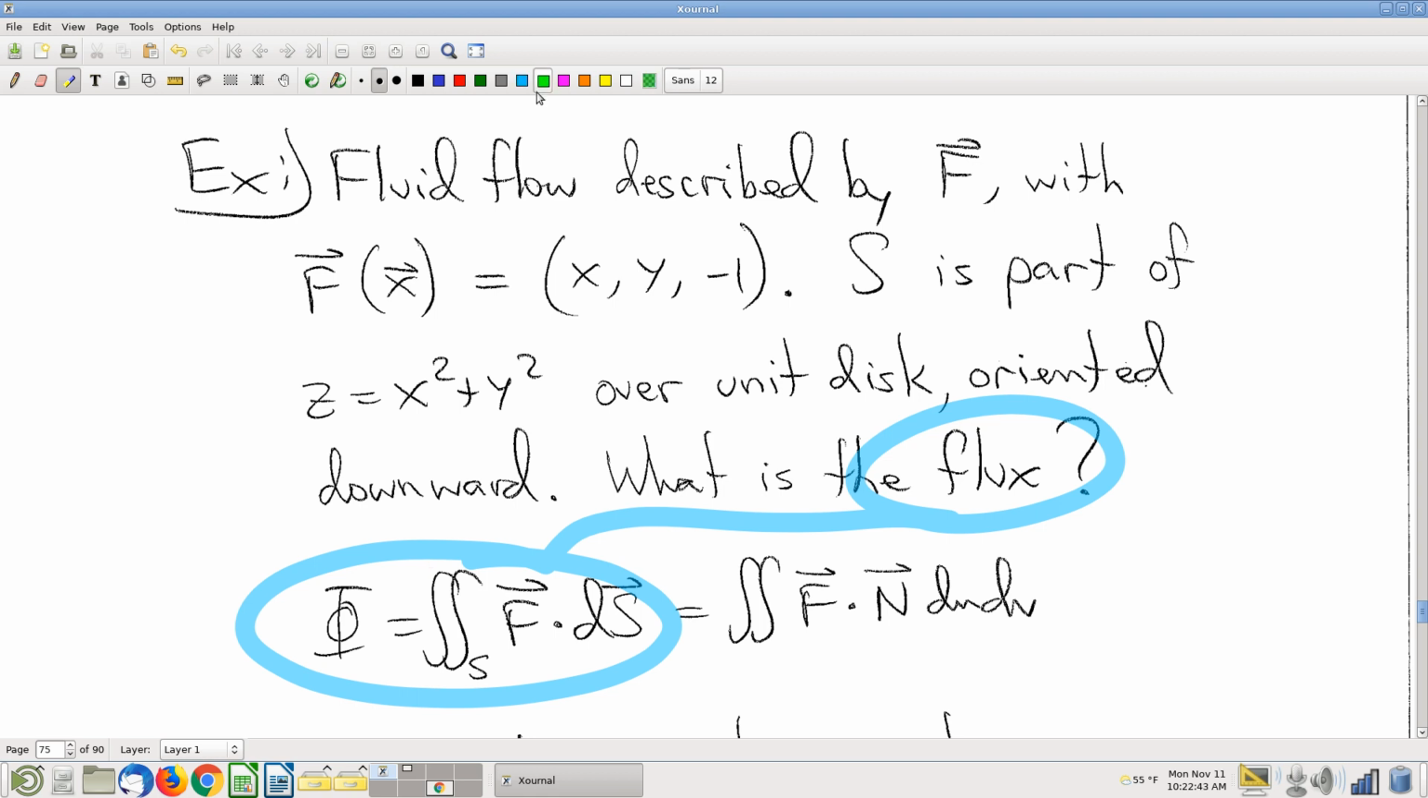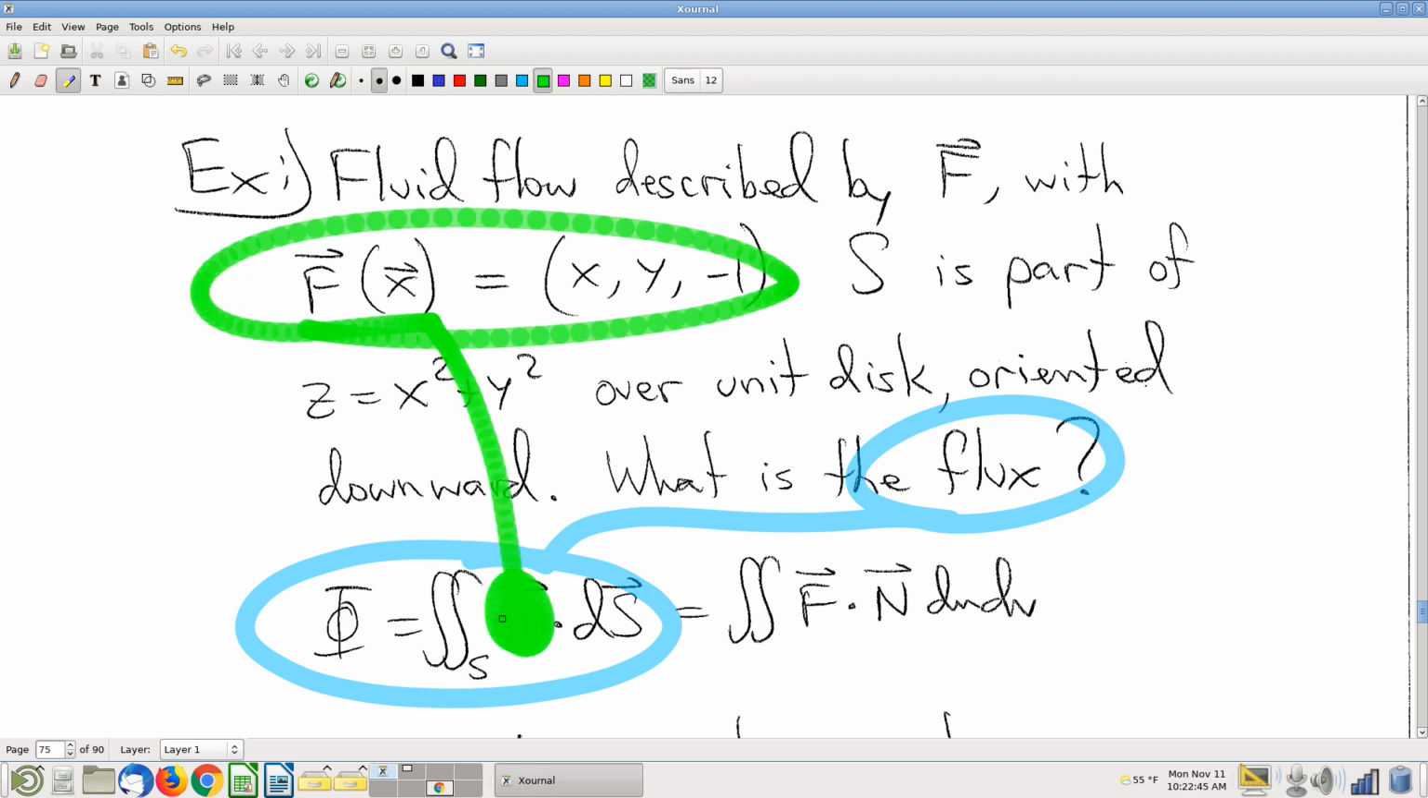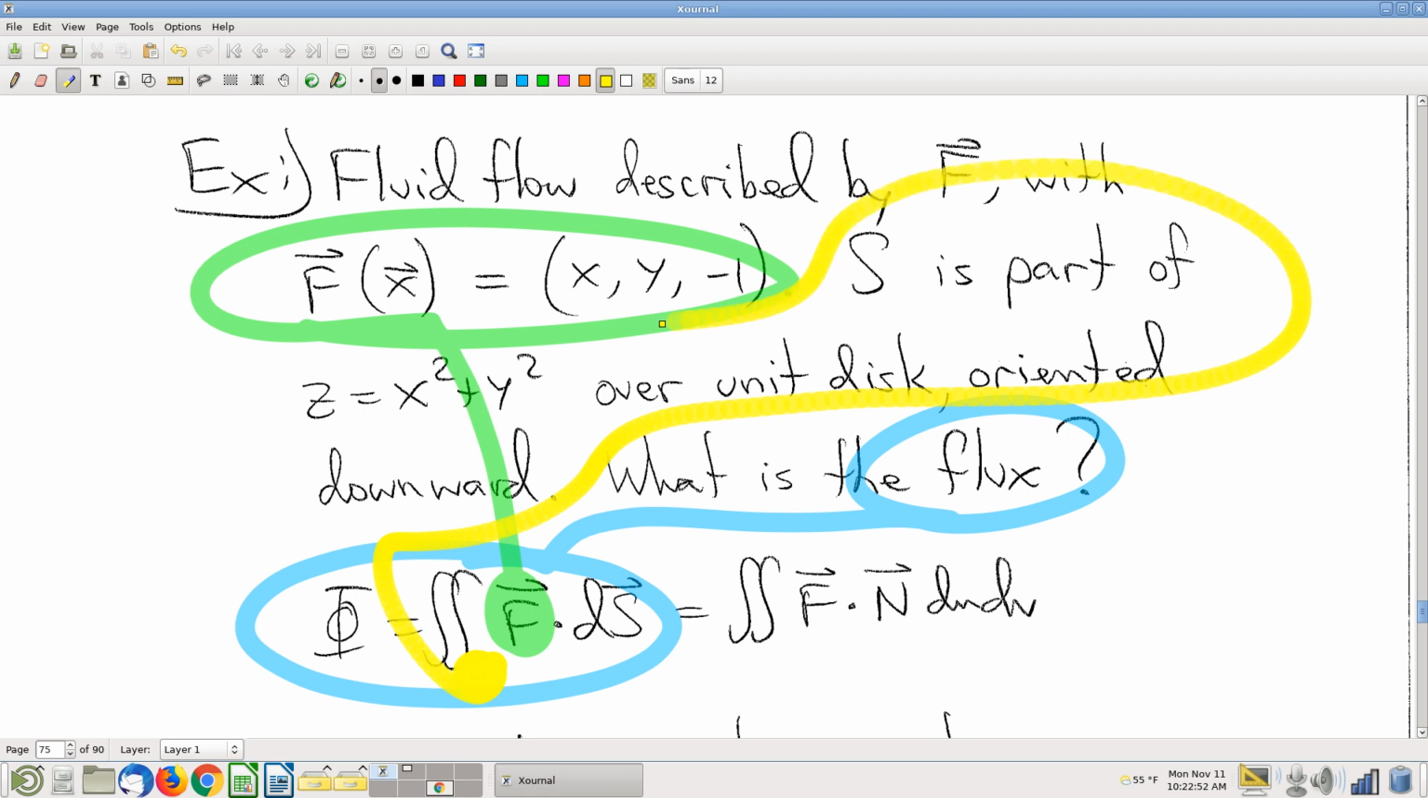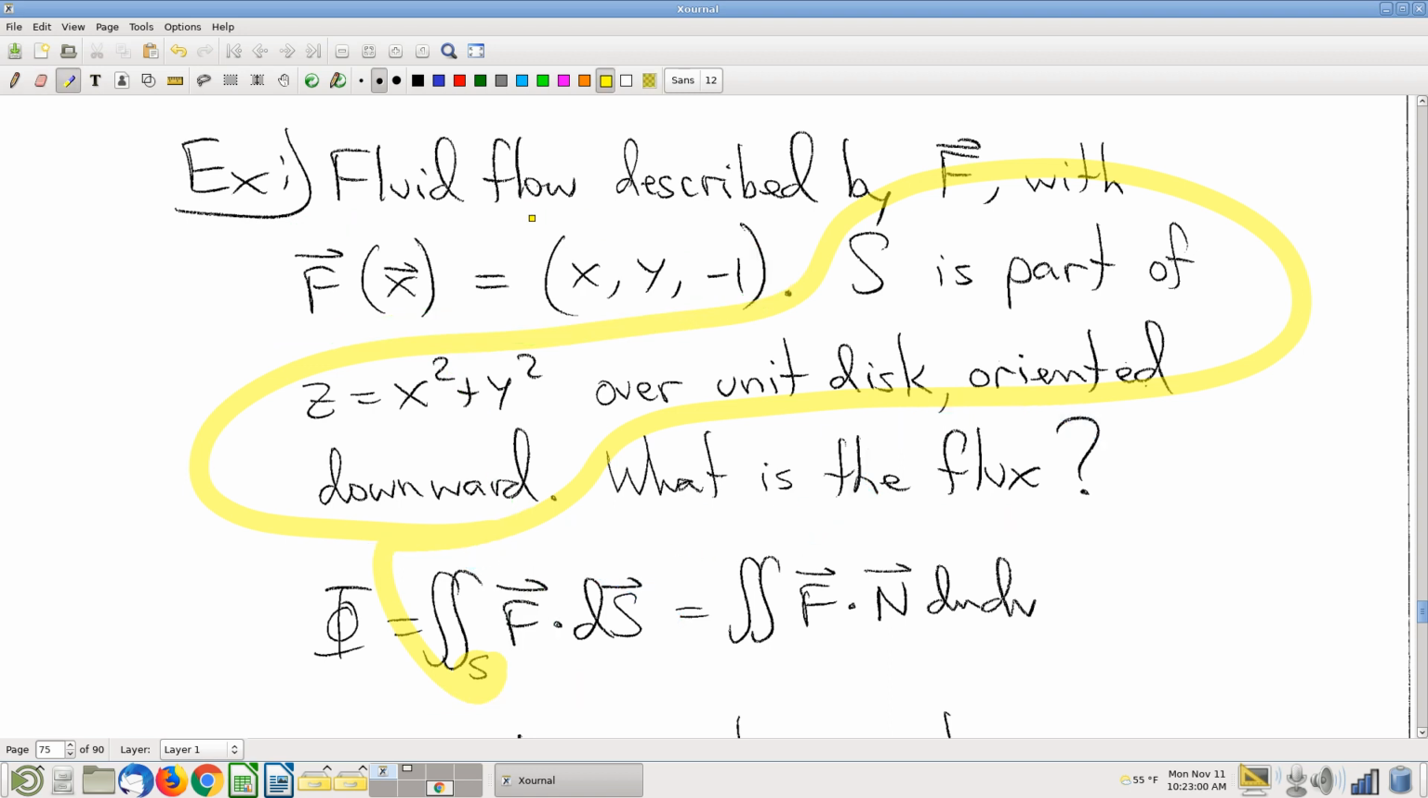Okay. All right, so how do you compute flux? Notice we were given a vector field. So there's our vector field. We were also given a domain here. There's a lot of discussion here defining the domain. There's your domain.